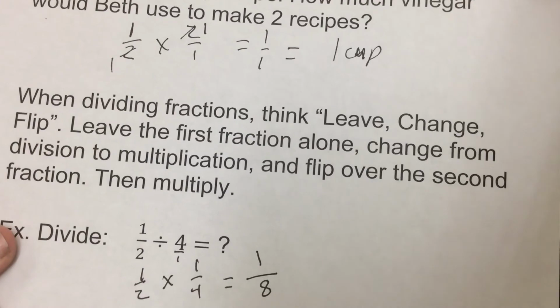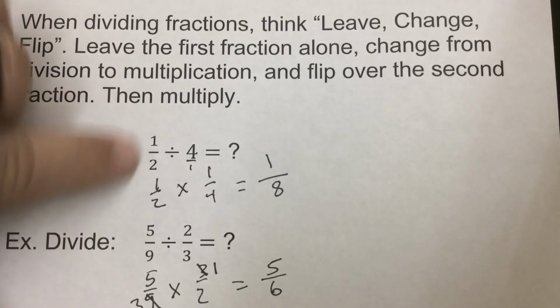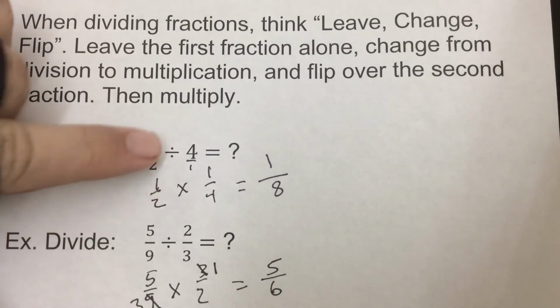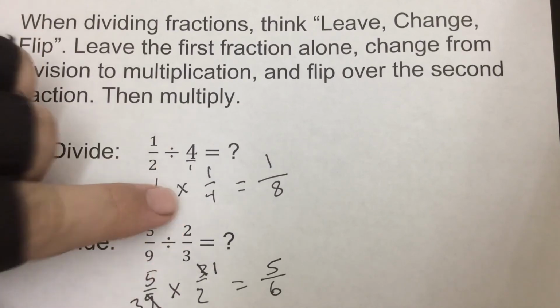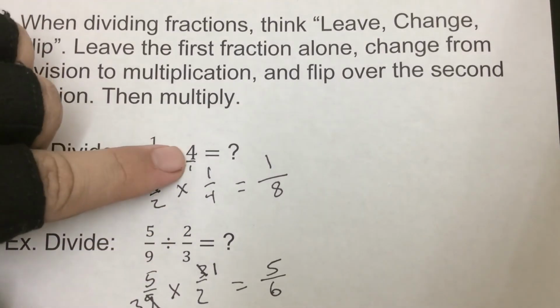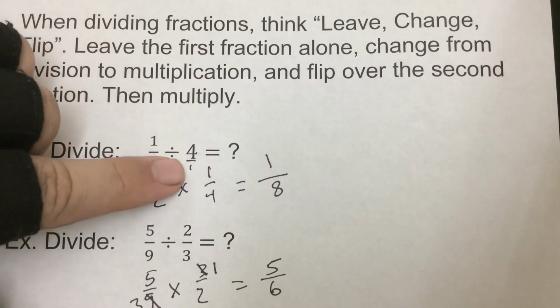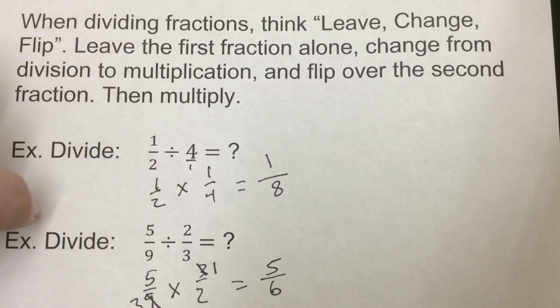Remember, leave, change, flip. Leave the first fraction alone. If it's a half, we leave it at a half. We change from division to multiplication. We flip a number over, 4 over 1. Remember, if it's a whole number, we can put over 1. So we flip it, it's 1 over 4. And then we multiply like normal. So tops times each other, bottoms times each other.